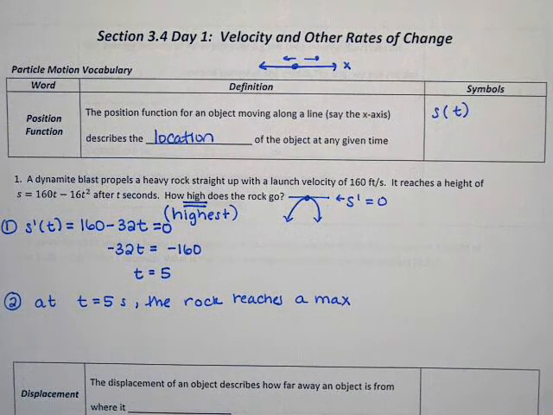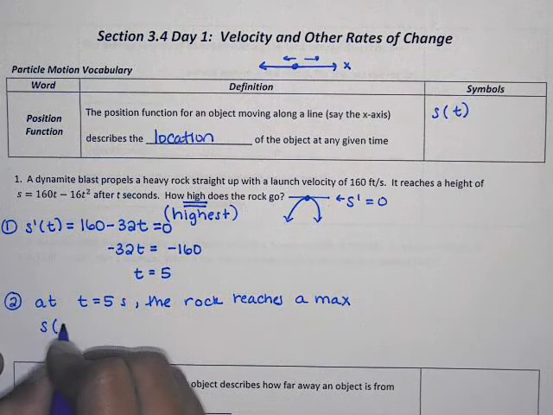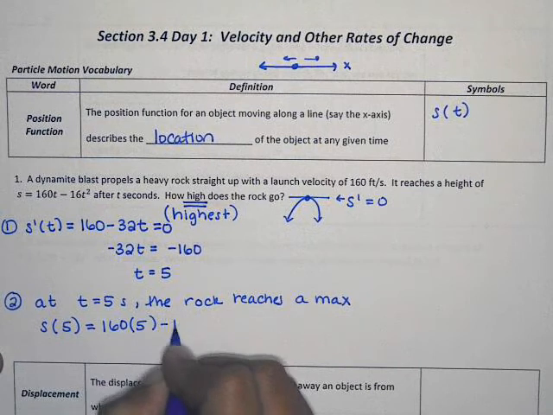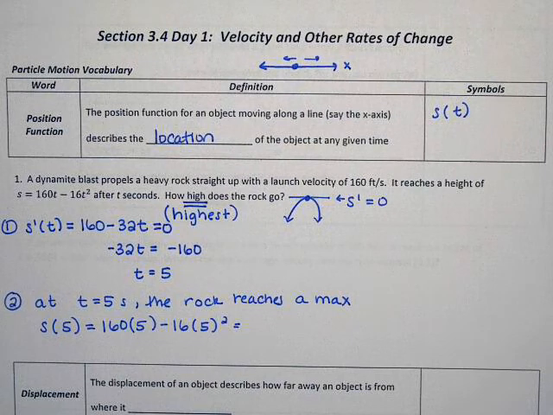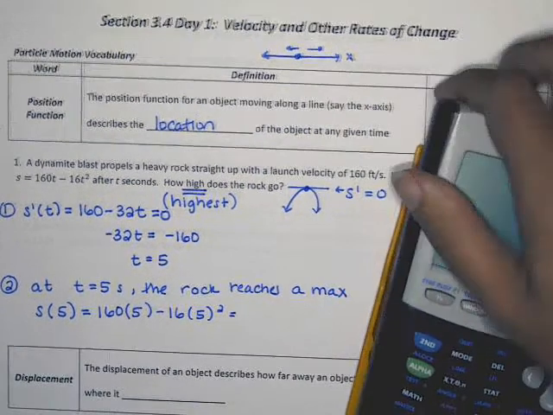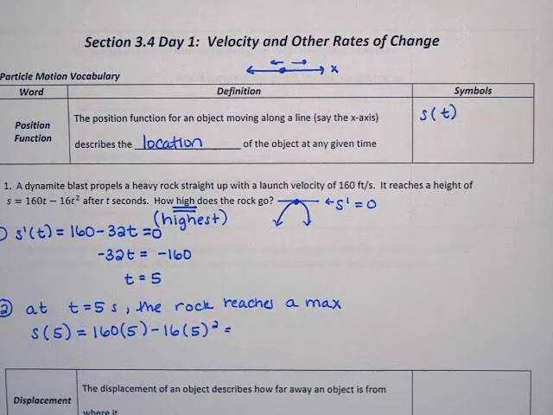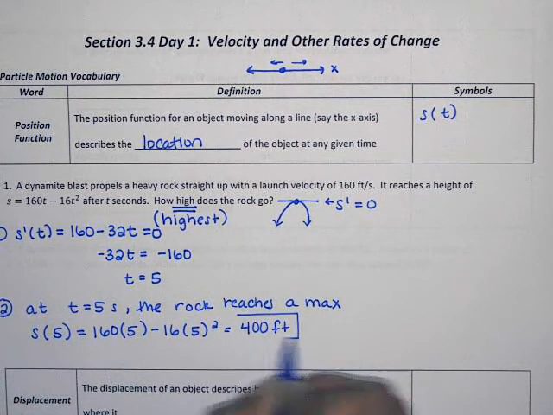Have we actually decided how high it goes? Well, no, we know when it reaches the maximum, but we don't know how high it actually goes. To figure that out, we're going to need to find the position at 5, because that will tell us how high we actually go. So I'm going to get out my calculator, and let's see here. 160 times 5 minus 16 times 25, which is 400. So 400 feet is the highest this rock will go.